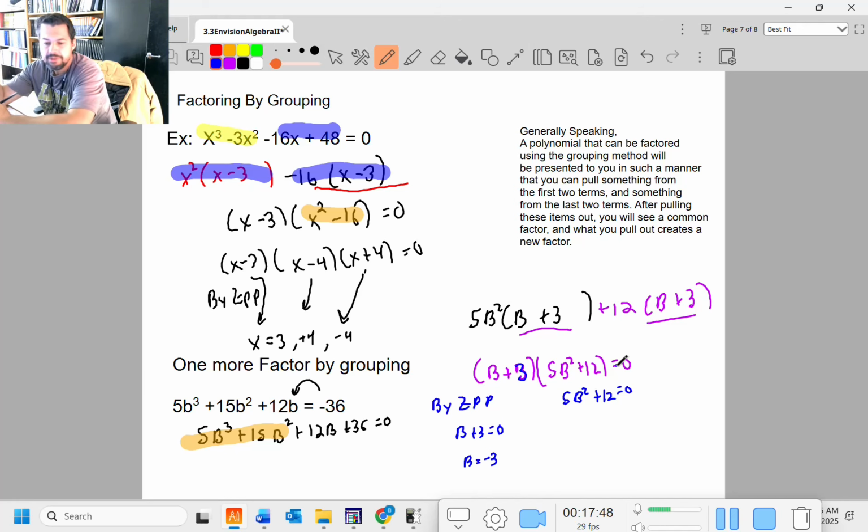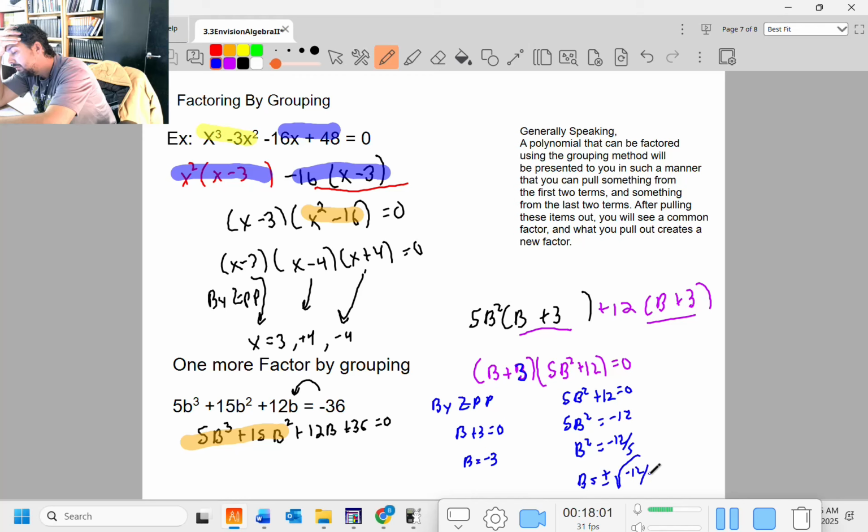We're going to set it equal to 0. We're going to subtract our 12. We're going to divide out our 5. And then we're going to take the square root. It'd be plus or minus the square root of a negative 12/5, which is not real. It's not a real thing. You can't take the even root of a negative number. It's imaginary.